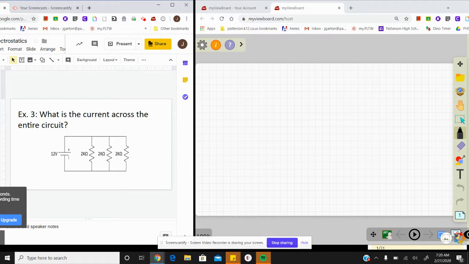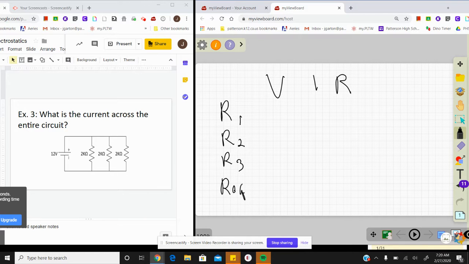So the VIR table always has VIR at the top. And in this case, we have 3 resistors, so I will make 3 rows, R1, R2, R3, and always end with the total or equivalent resistor. Make my nice little table.